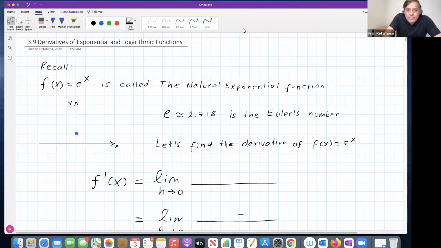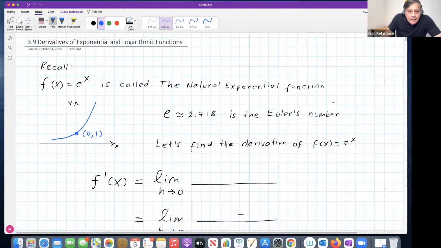We are going to get a formula for the derivative of this special function, okay? But first, let's just recall that this function, when graphed, meets the y-axis at the point (0, 1), right? That's the y-intercept. And then it's increasing from left to right, right? Increasing. Now, the value of the base e is approximately equal to 2.718. That is called Euler's number.